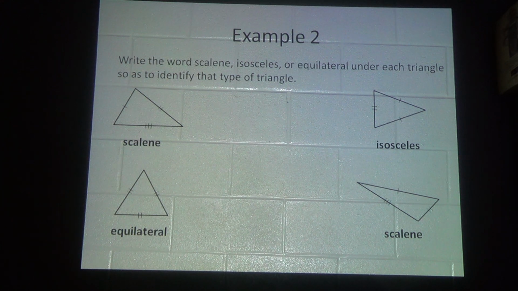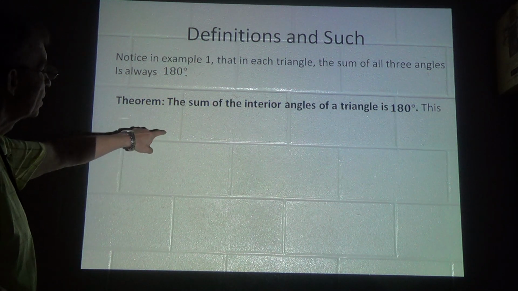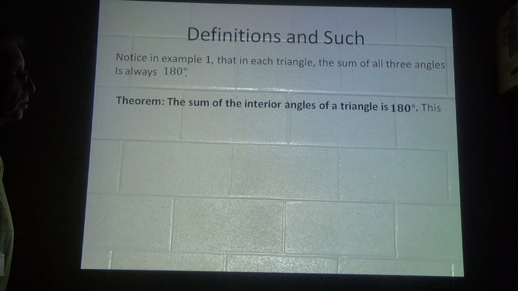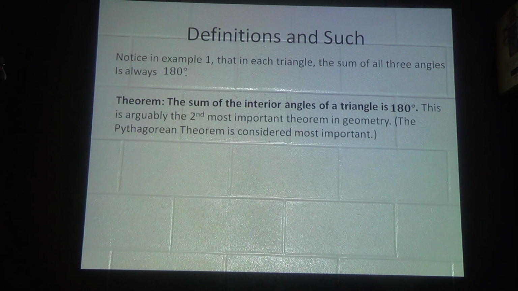Okay. All right. Notice in example 1 that in all the triangles, all three angles always add up to 180 degrees. Okay, this is a true thing for the kind of triangles we're going to be talking about. The sum of the interior angles of a triangle is 180 degrees. This is arguably the second most important theorem in geometry. The Pythagorean theorem is considered the most important one.